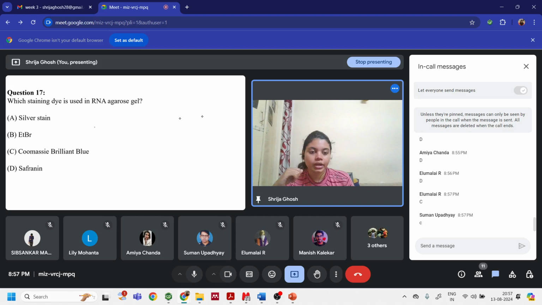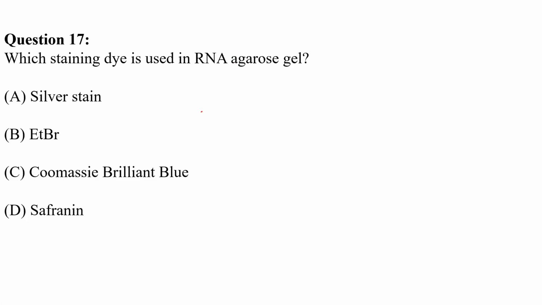So Coomassie brilliant blue is actually used for staining proteins. Silver stain and Coomassie brilliant blue, these are used for staining proteins. So ETBR is the correct answer here. ETBR stands for ethidium bromide. If you remember in the previous lecture, I have explained how ethidium bromide is used for staining nucleic acids.